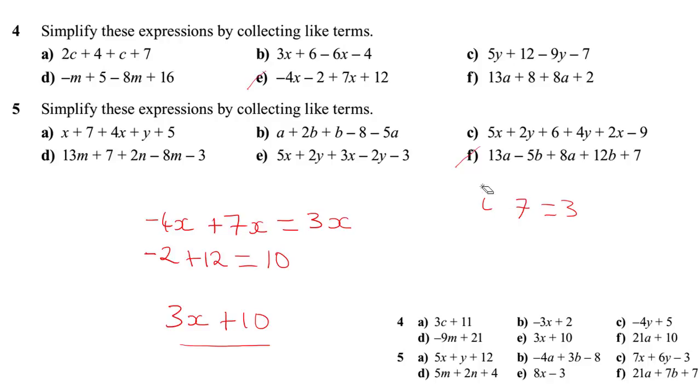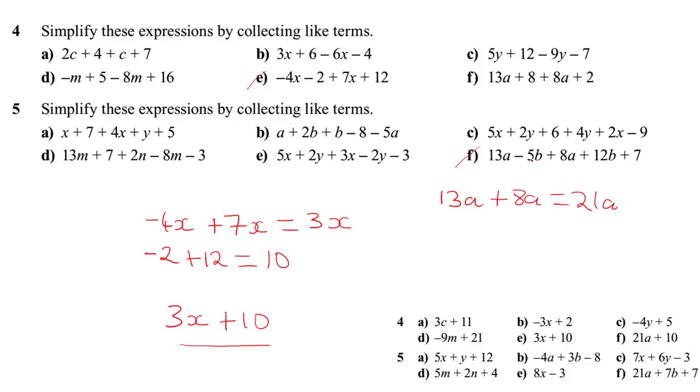Right, we're going to do question F. We're going to start with apples. I've got 13a here. That's going to be 13a. And then I've got add 8 apples there. So 8 apples altogether become 21 apples if you add. Okay. So 13a plus 8a is 21a.